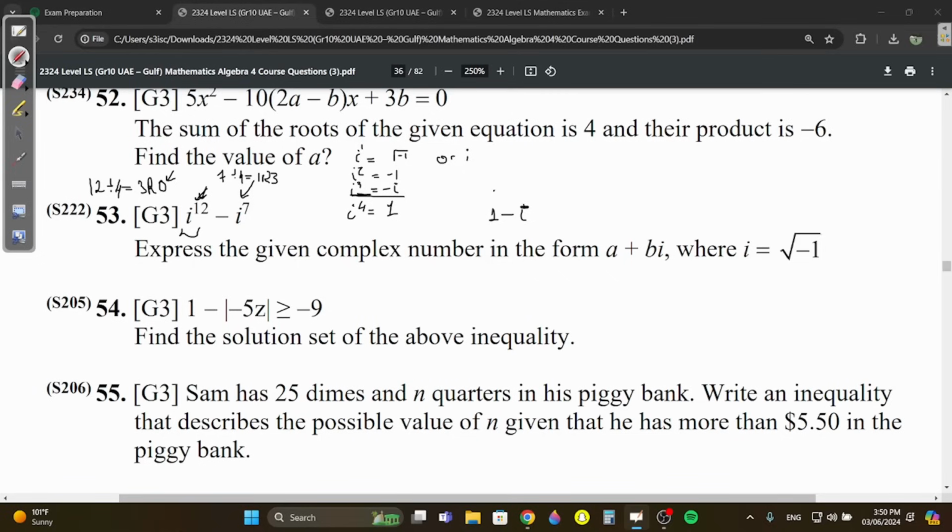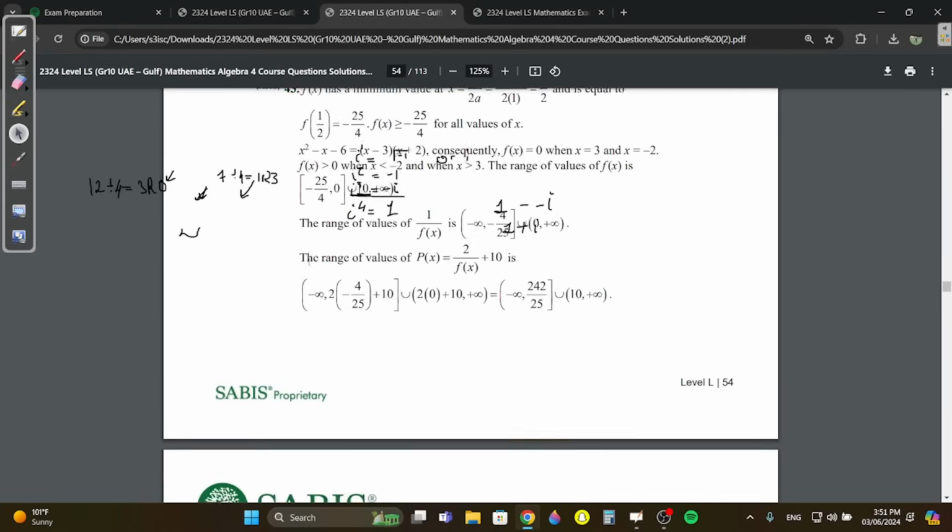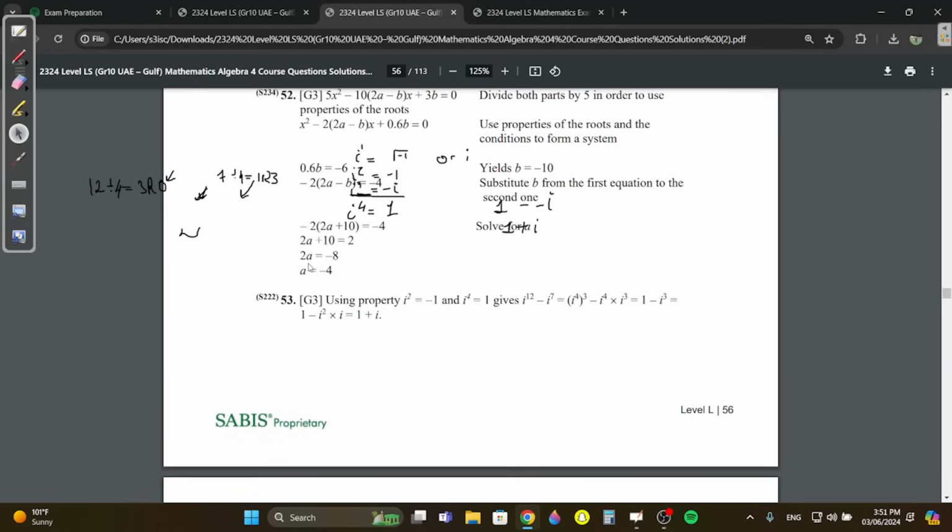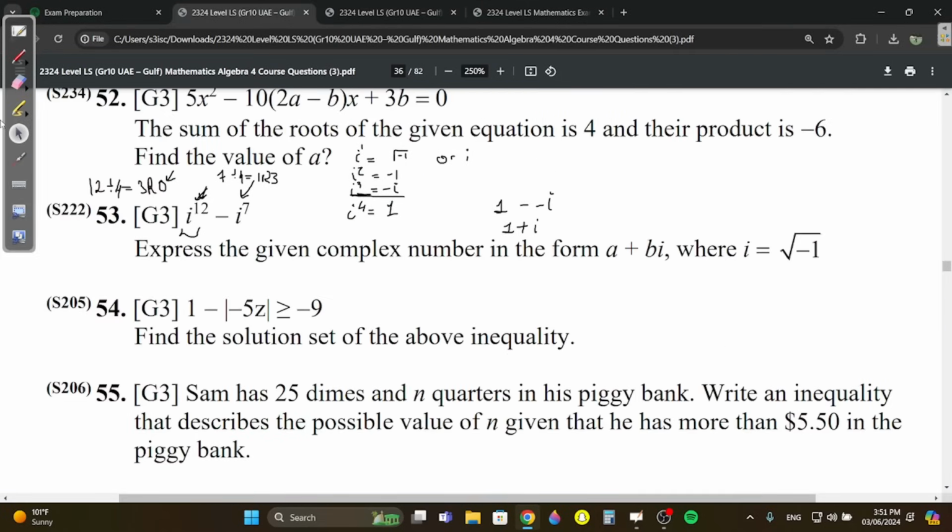So my answer is 1 minus, no, they said minus i to the power of 7. So it's 1 minus, i to the power of 7 is minus i. So minus minus i. So my answer is 1 plus i. Let me see if that's correct. Question 53, yeah, 1 plus i.